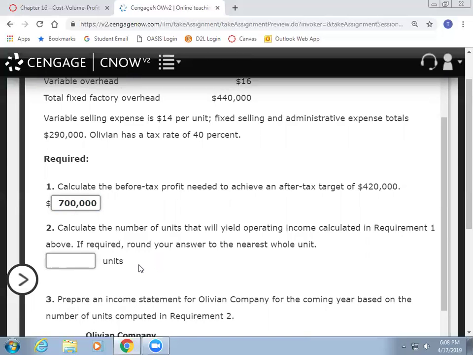Okay. So we would have to calculate our contribution margin, right, to figure all of that out. So this one, even though it's just one little problem, we have some steps to it. So the first thing we're going to do is we need to take total fixed costs plus our target profit. Okay. Well, our total fixed costs, we would have what, 440,000 plus 290,000.